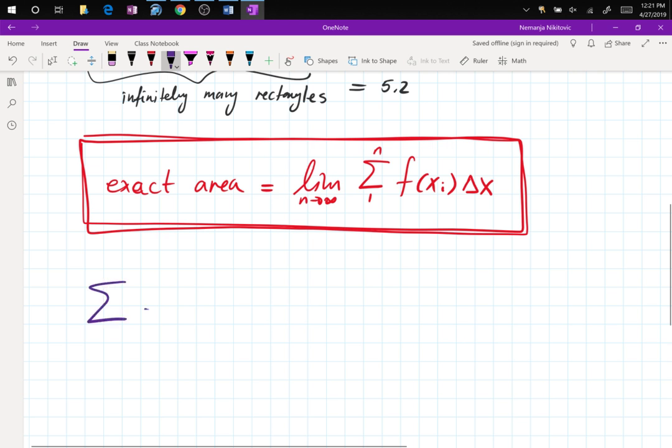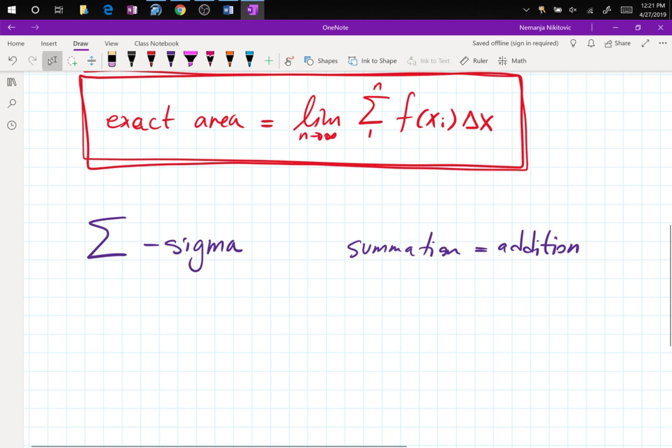So this symbol is a Greek letter. It's called sigma. It's just a capital S in the Greek language. And it stands for summation, for addition. This is just a lazy notation for us, so we don't have to write the same thing 15,000 times. It's using the counter i, or j, or n, whatever you want to use as a counter.